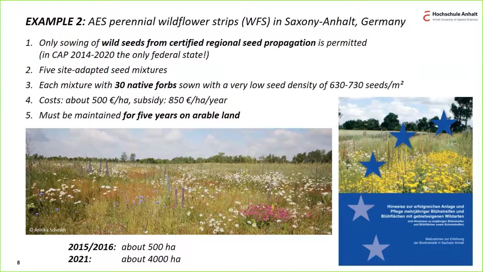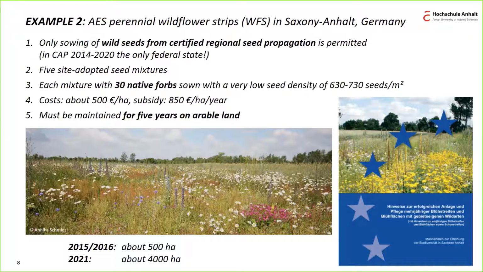Our second example is about the agri-environmental scheme perennial wildflower strips, established on arable land. Saxony-Anhalt is the only federal state in Germany so far that allows exclusively wild seed from certified regional seed propagation in wildflower strip seed mixtures. Each of the 5 prescribed mixtures contains 30 forbs and no grasses.